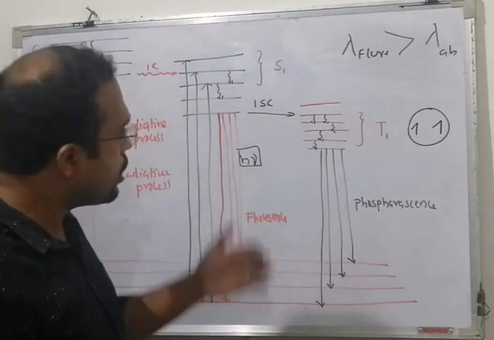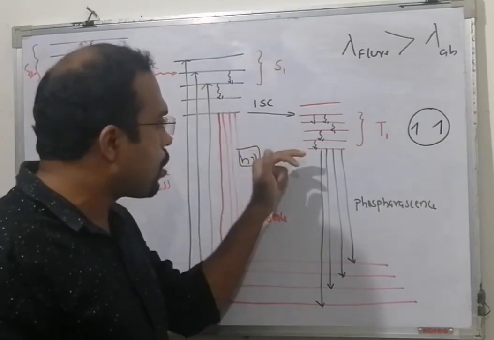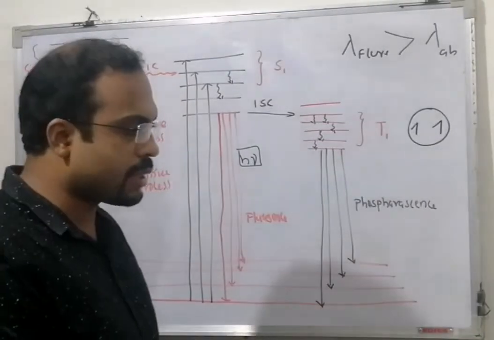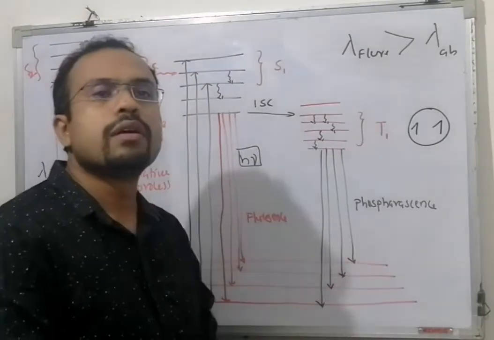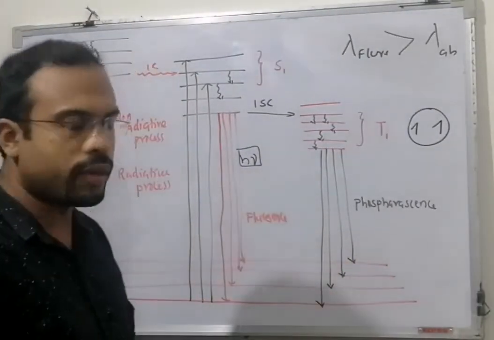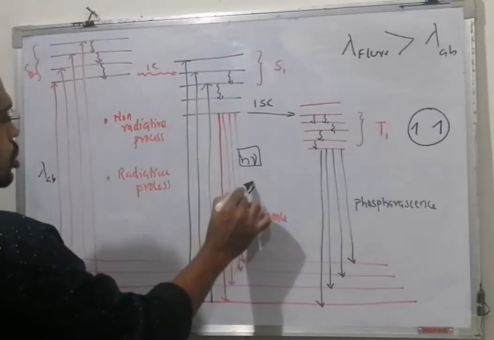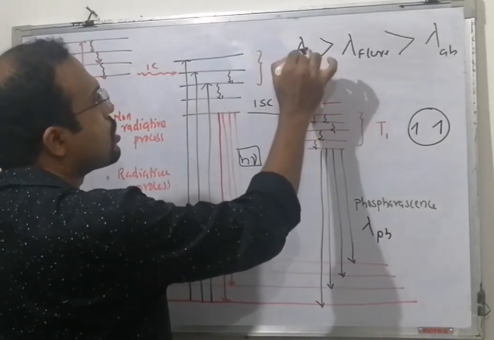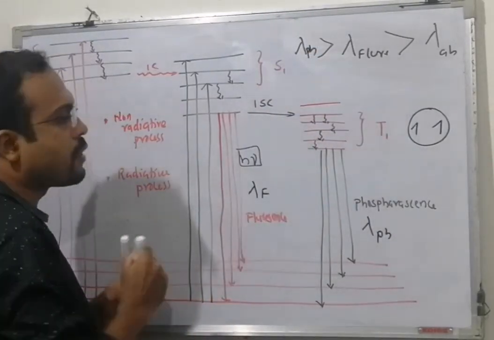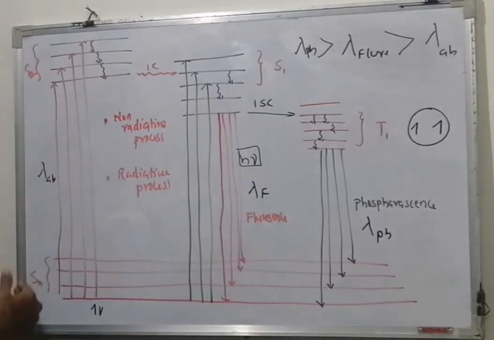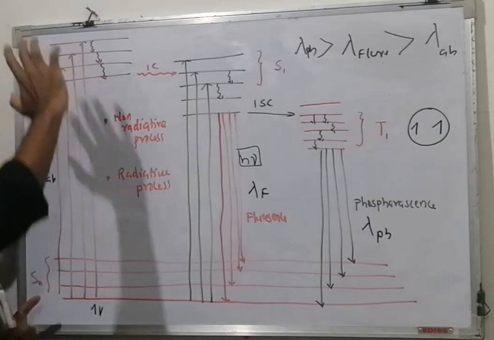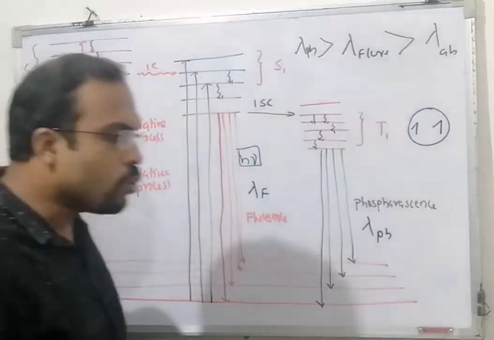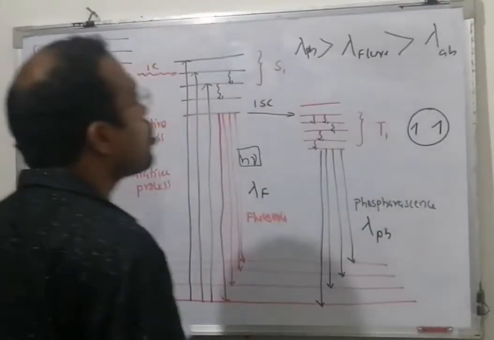Now, what is phosphorescence? It is the come down of the molecule from the lower vibrational level of the triplet excited state to any vibrational level of the ground electronic level. Therefore, lambda phosphorescence is still greater than lambda fluorescence, which is greater than absorbance, because this has a higher energy gap than this. Now, Stokes shift.